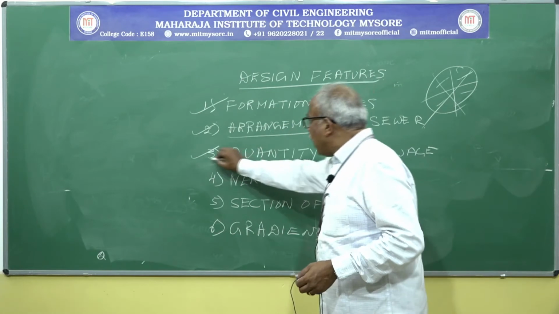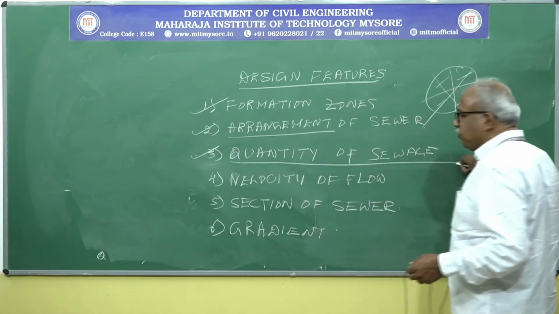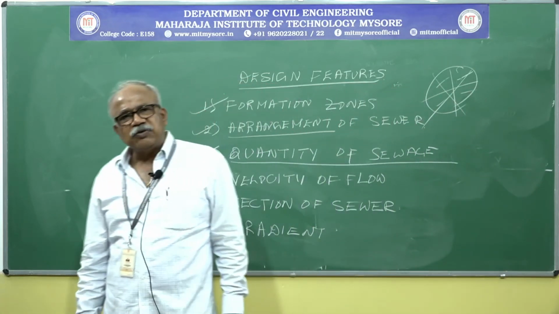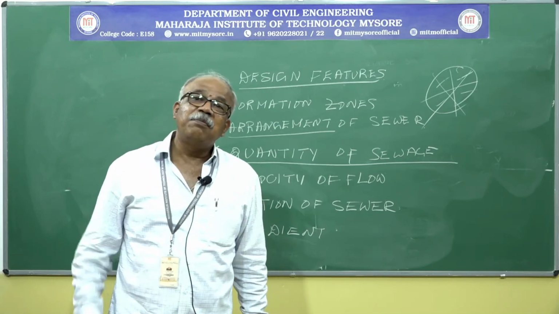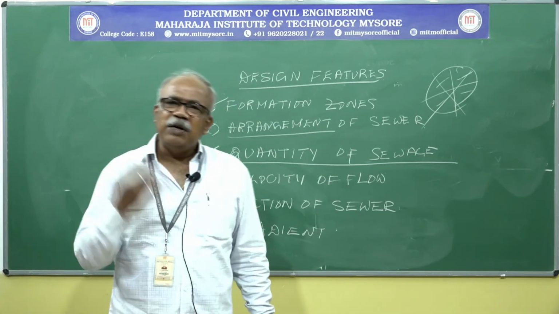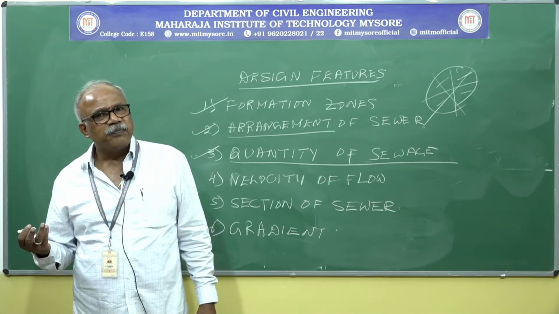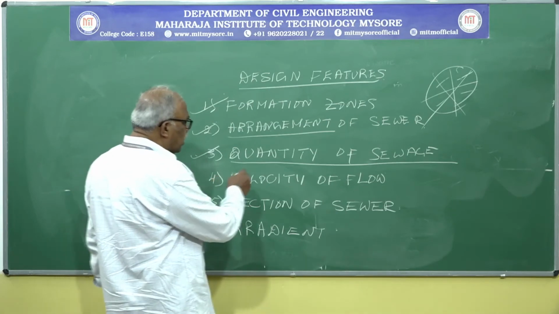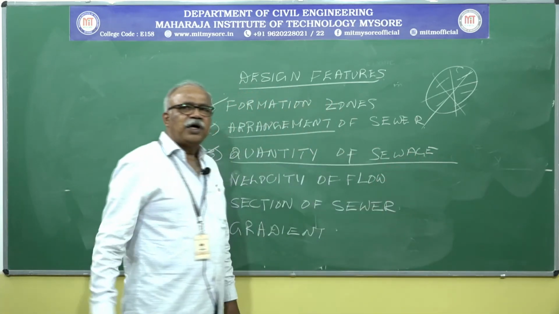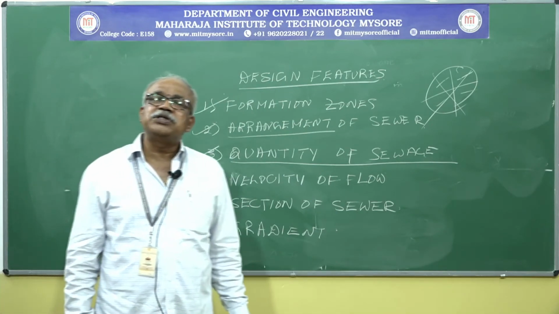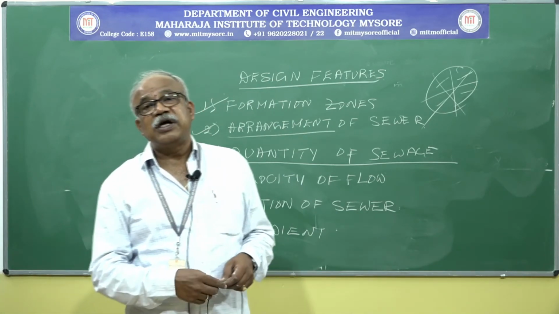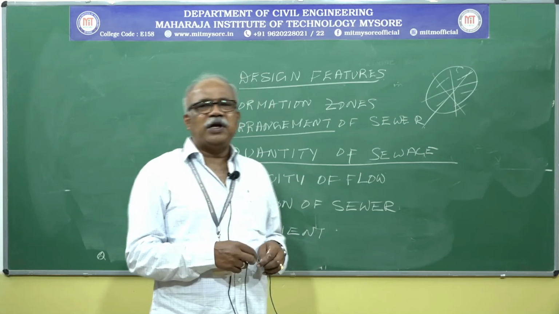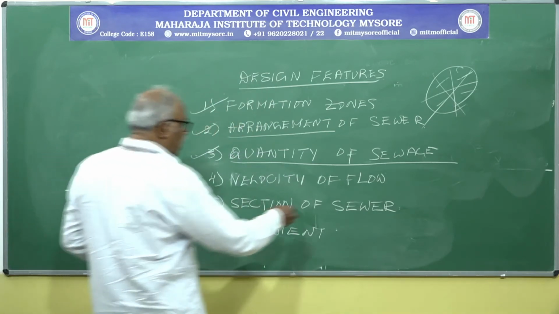After arranging, we have to achieve the quantity of sewage. How much quantity of sewage can be flowing in that conduit? How to achieve the self-cleaning velocity and non-scouring velocity? I mean to say minimum velocity and maximum velocity. So, how to achieve this? For that purpose only, we have to calculate the quantity of sewage. In dry season, it is very difficult to achieve even the minimum velocity or self-cleaning velocity, even in the dry period.